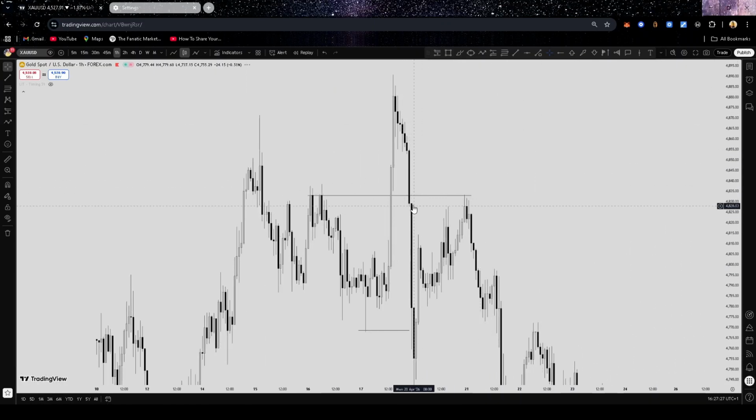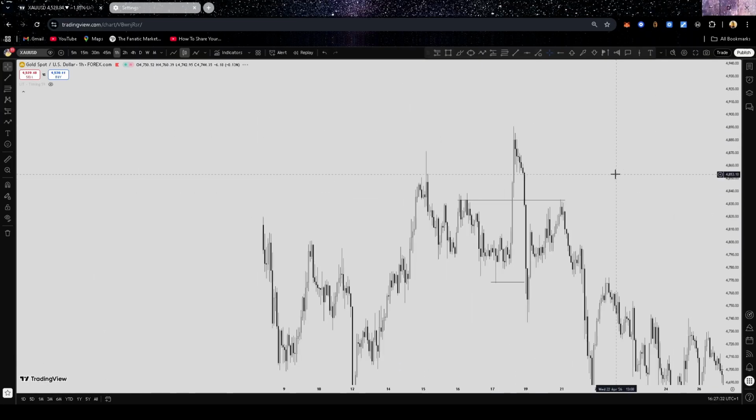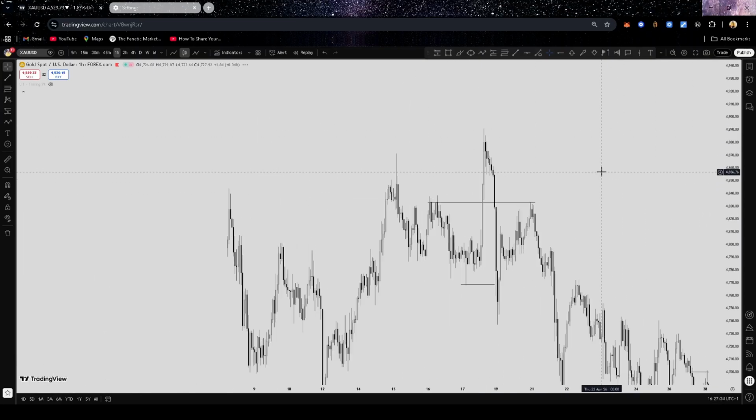And why is this QM a high probability? Your high probability QM will always have a fair value gap for you to take a sell. Now, not everything is guaranteed. You hit stop losses, but if you are trading the right way, you always make money, and you always have more wins than losses.